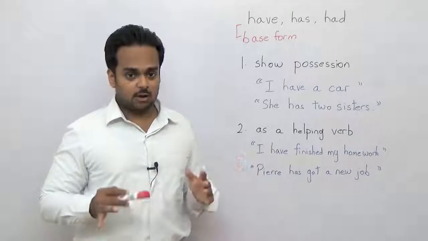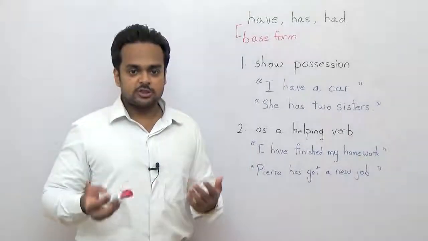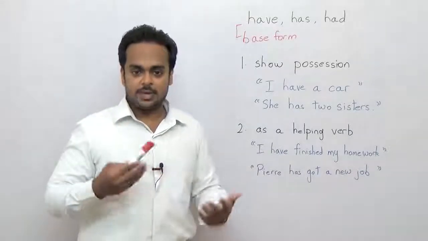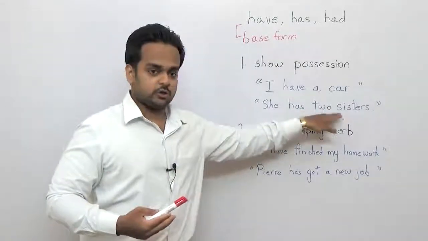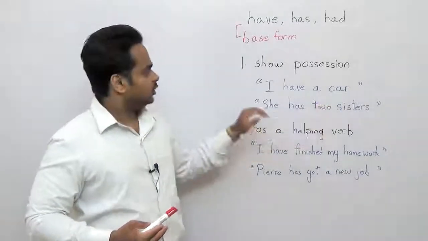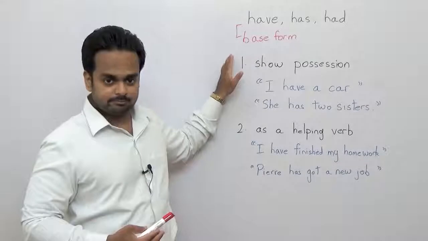That, of course, does not mean that she owns her sisters. It just means that she is related to these two people in her family. They're her sisters. So here it shows the relationship between them. Okay? So in that way it shows possession.